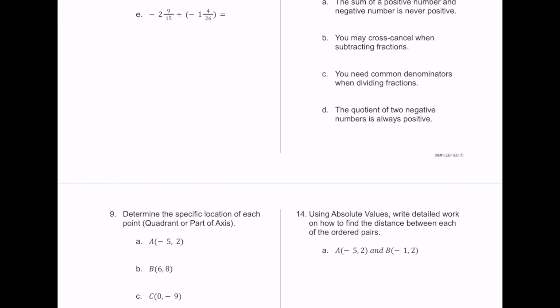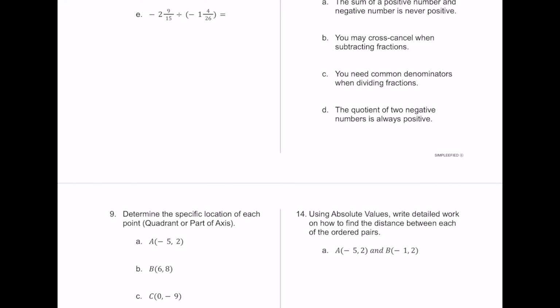For E, we have negative 2 and 9/15 divided by negative 1 and 4/26. So we have a negative divided by negative, which is just going to be a positive. So let's try not to think too much about the signs right now. Let's think about it later, but just remember it's positive at the end, okay?